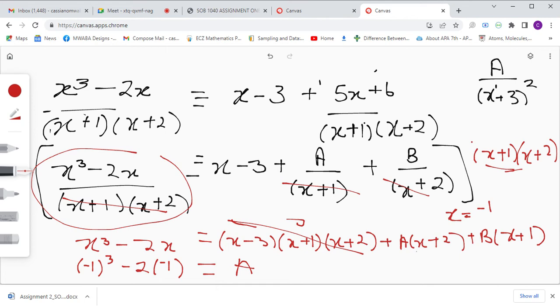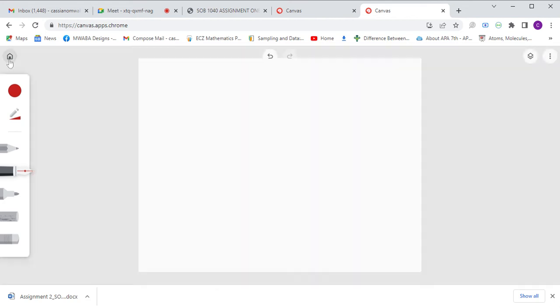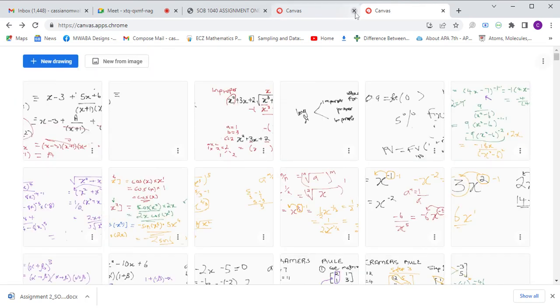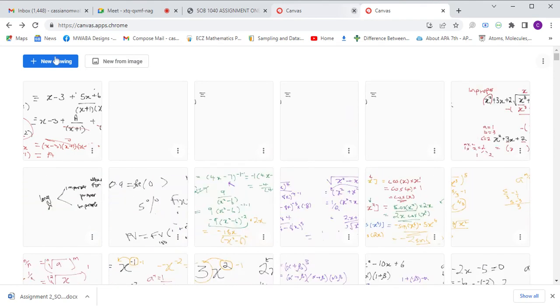So -1 to the power 3, if I change the board, I hope it doesn't take long to load.